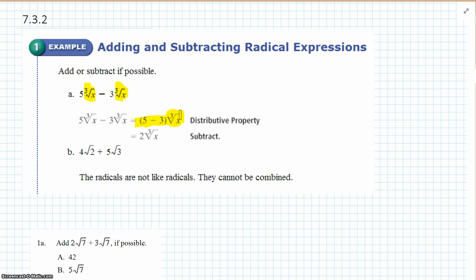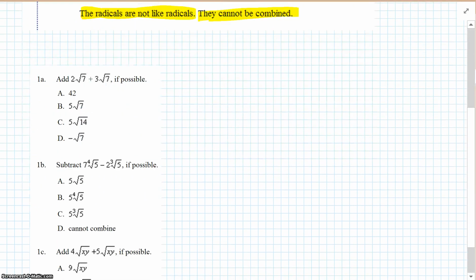Okay, so let's look at the next example. B, 4 square root of 2 plus 5 square root of 3. The radicals are not like radicals. The indexes are the same, but the radicands are not the same, so they cannot be combined.